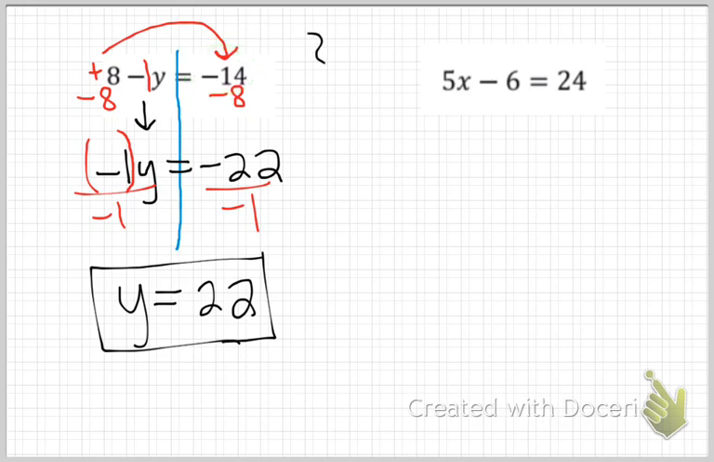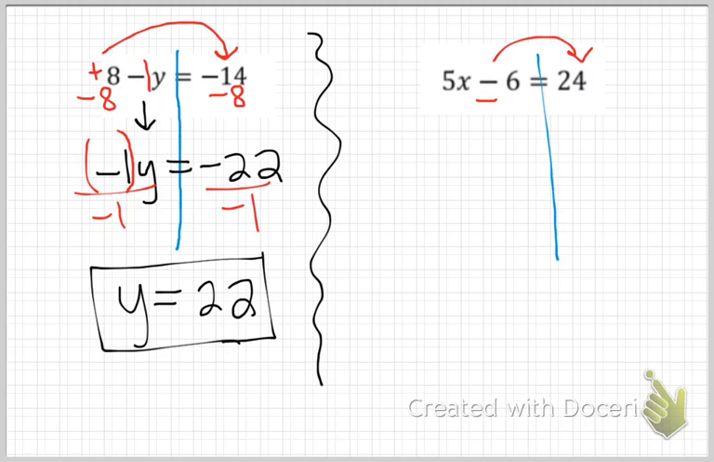Next one. These problems are starting to get a little tougher, just a little bit. So here we have 5x minus 6 is equal to 24. Here is the variable. Okay. This is attached to the variable. This is just subtracting the variable. So guess what? We want to start with whatever is adding or subtracting the variable, because that's easy. When we move it over, we're going to do the inverse, so we're going to add.